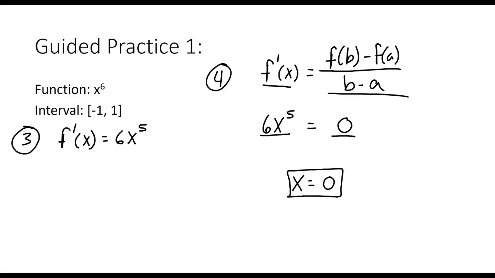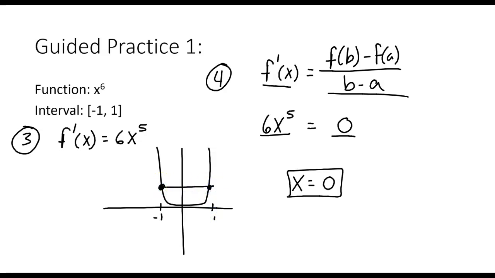So this graph, if you were to graph it, would look something like this. And we're going from negative 1 to positive 1. And so the secant line has a slope of 0. Well, the tangent line is parallel. That would happen right here at the base, and that would be parallel to that at x equals 0. Okay, so that's a guided practice.